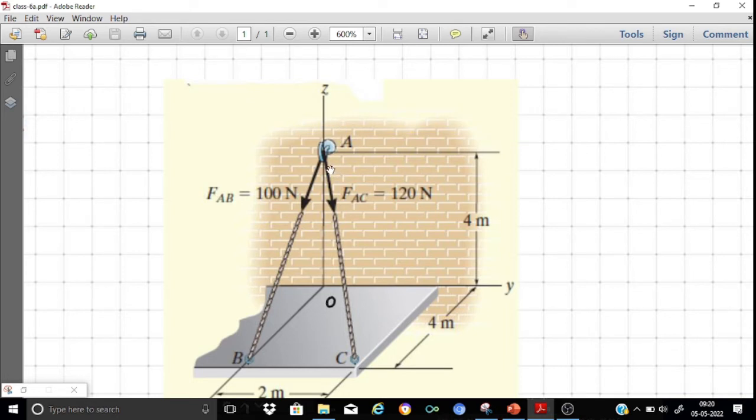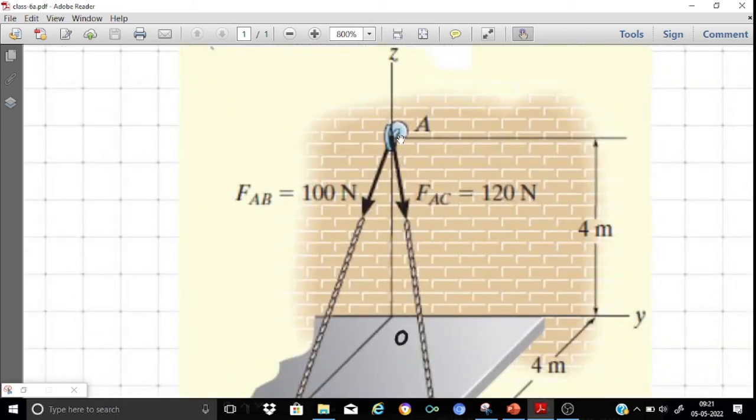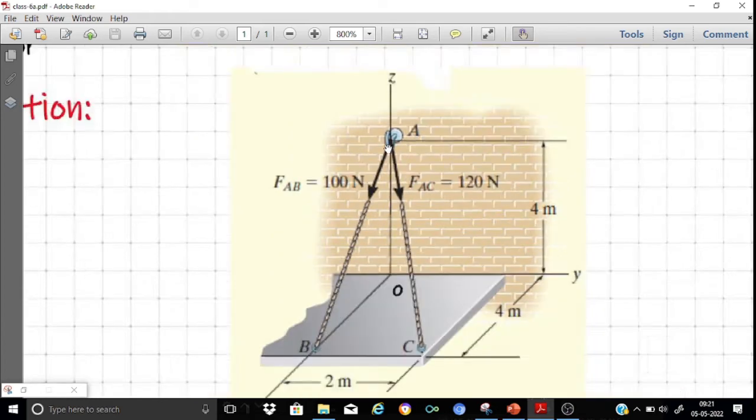It is found that the force in the cable AB is 100 Newton, as shown here, and the force in the cable AC, which is obviously due to the self-weight of the roof, is equal to 120 Newton. AB is directed along AB, and the force in AC is directed from A to C, right? We are also given the location of the various points that will enable us to determine the position vectors associated with the various points. So we are asked to find the resultant force acting on the hook at the point A, and this resultant force needs to be expressed in the Cartesian format.